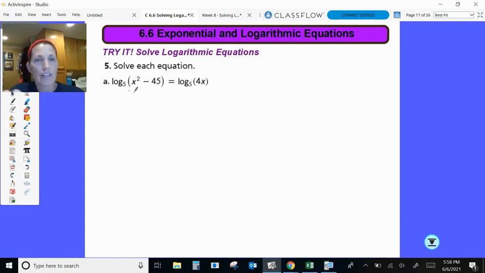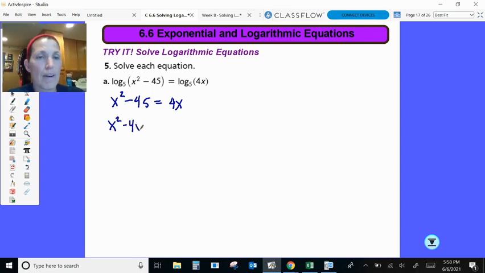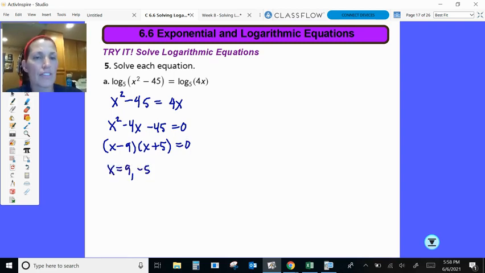All right, so again we have logs of the same base, so that means that our arguments are the same. So x squared minus 45 is going to equal 4x. We have a quadratic, so we're just going to subtract 4x from both sides. So x squared minus 4x minus 45 equals 0. Factors of negative 45 that add up to negative 4 give us x minus 9 times x plus 5 equals 0. So I'll have x equals positive 9 and negative 5.